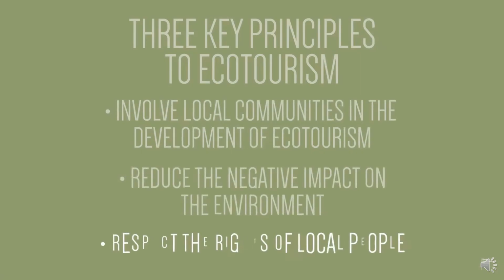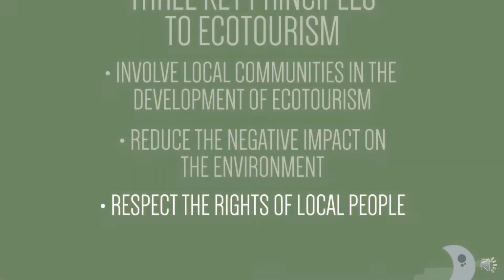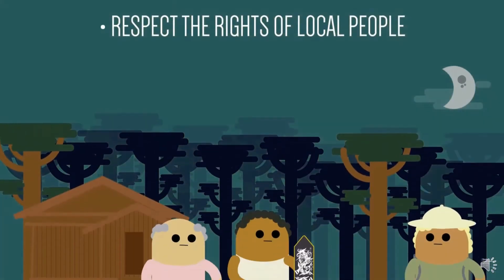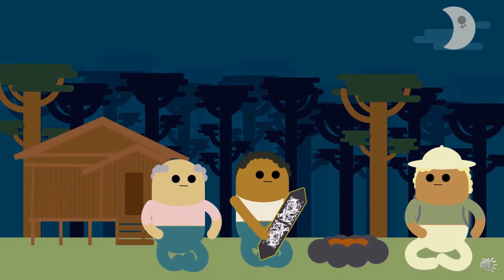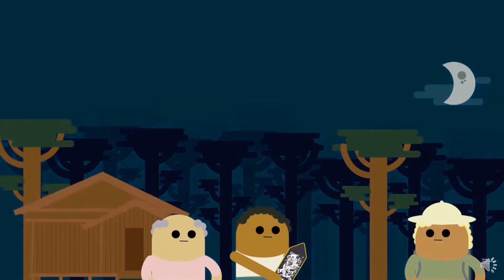The third principle is to respect the rights of local people. Many tourists visit a location in order to learn about local cultures and traditions. The people with the greatest knowledge about a destination are the people who actually live there, and ecotourism ventures should be managed by local communities using their experiences and expertise to promote local cultures and traditions.